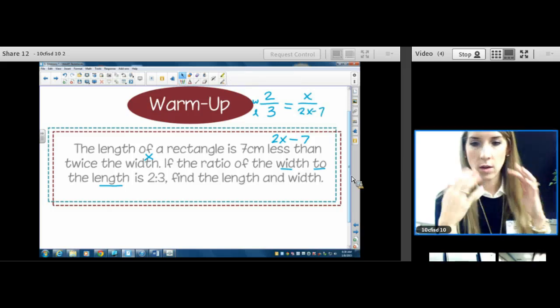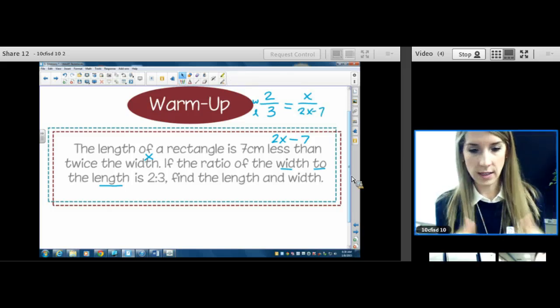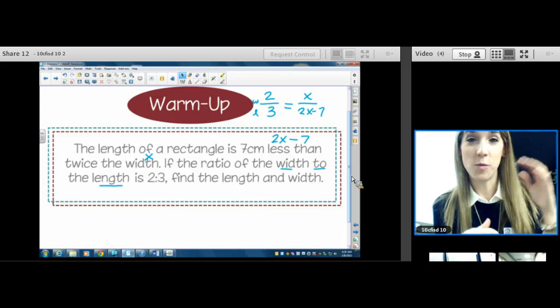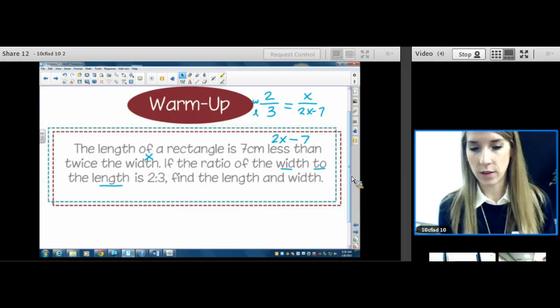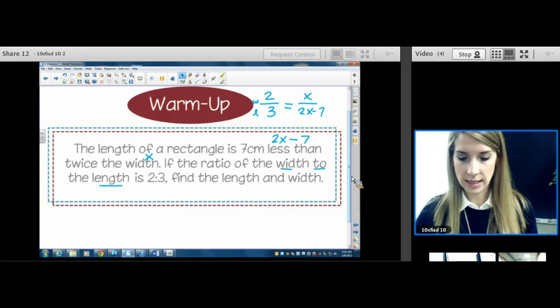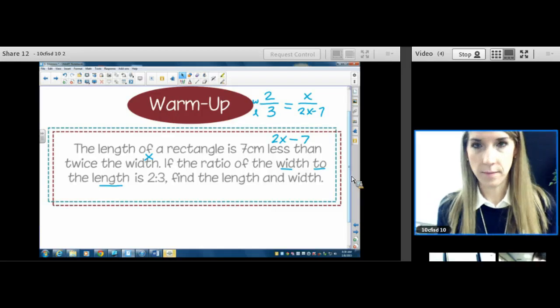Does that look good? Width is to length as width is to length. You could also do width over width equals length over length. It doesn't matter as long as you're consistent. Karthik, what'd you get?